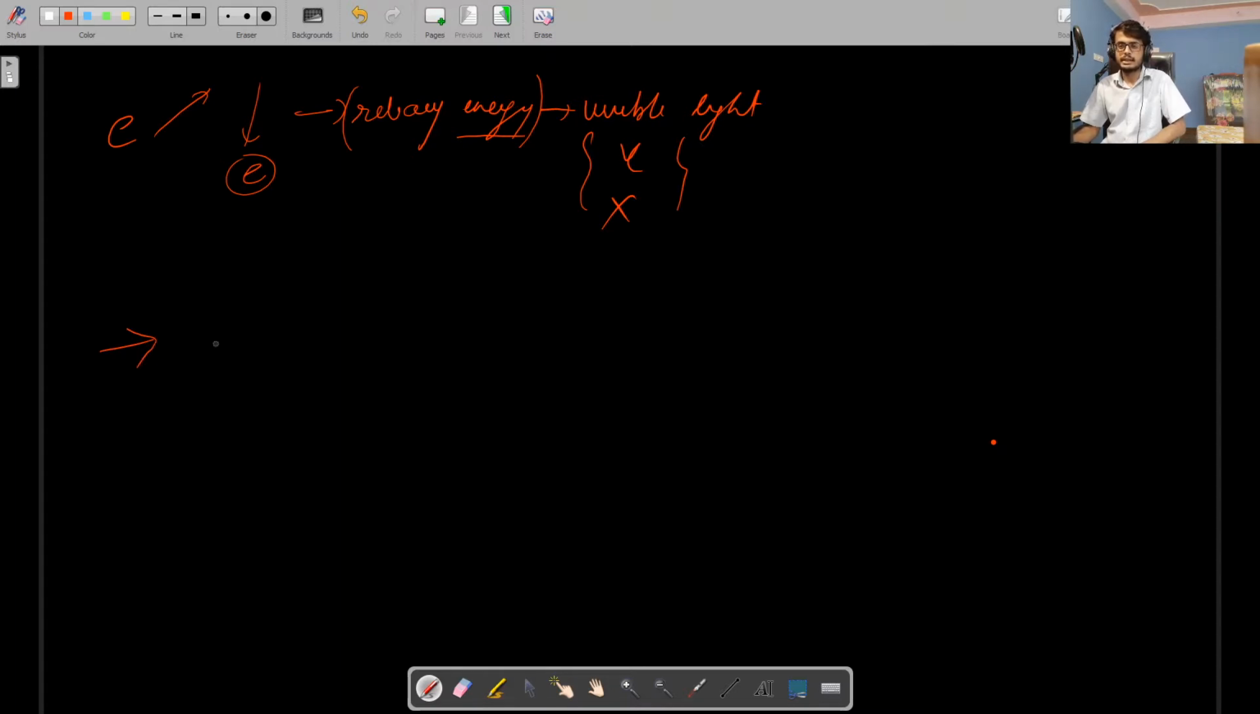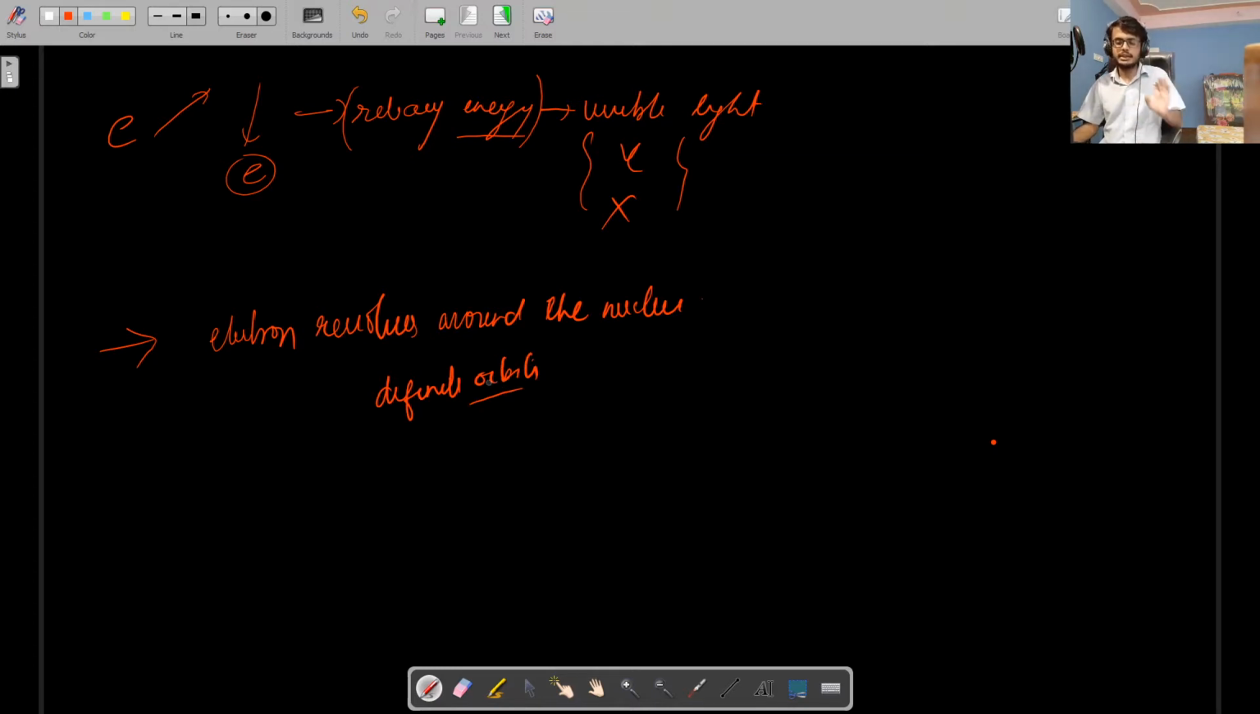We know that every electron revolves around the nucleus in definite orbits, right? They have a particular parent orbit. They know which one is their parent orbit, and they revolve in that orbit. Now, according to Bohr's theory, an electron revolving around a parent orbit will always have an angular momentum.